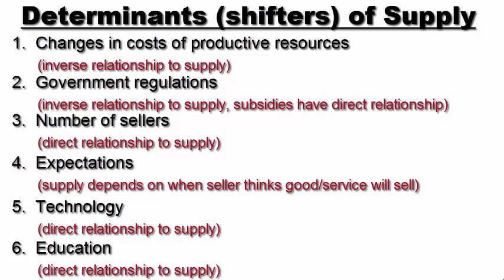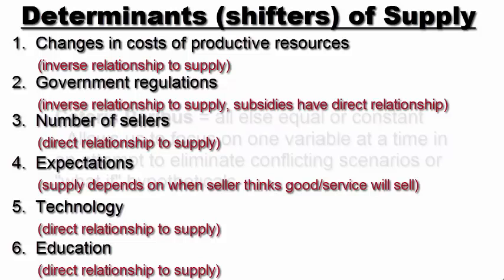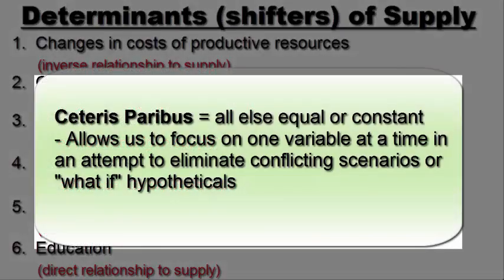The 6 determinants seen here will always shift the entire supply line when present or when they are moved or changed. They are factors other than price that have an impact on the market. One final note that is important. These determinants and their respective relationships with supply operate on the assumption that everything else in the market remains the same. This economic concept is called Ceteris paribus.